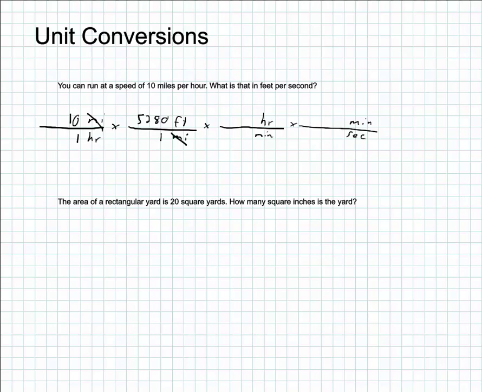Now we had, for every 1 hour, we have 60 minutes. This will cancel out hours. And then for every 1 minute, we have 60 seconds. And that's going to cancel out minutes. So now we multiply across the numerator and divide across the denominator to get our final answer, which is 14 2/3 feet per second.